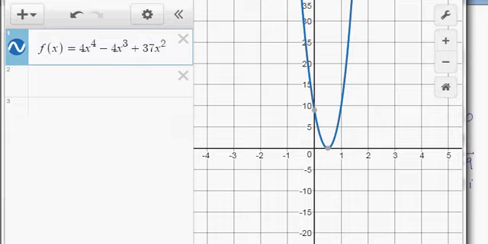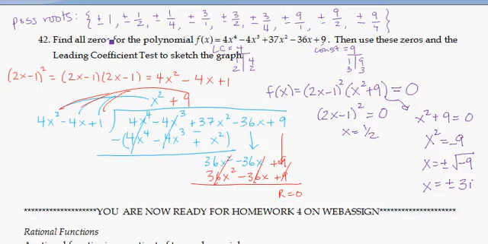But if we are asked to find all zeros, right, that would include any complex roots. So we really need to find all of them.